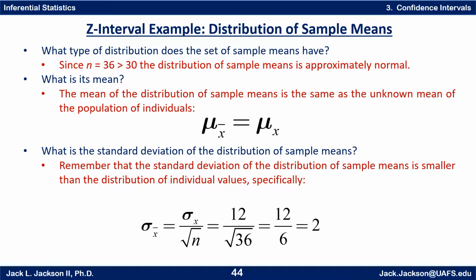We are told that the distribution has a standard deviation of 12 for individuals, so that's the sigma of x, and we know the sample size is 36, so we have 12 divided by the square root of 36. The square root of 36 is 6, and 12 divided by 6 is 2. Of course, this is contrived data to make everything work out really nice, but the distribution of individual values has a standard deviation of 12, while the distribution of x bar values has a standard deviation of 2. This is, of course, assuming we're taking samples of size 36 over and over again.